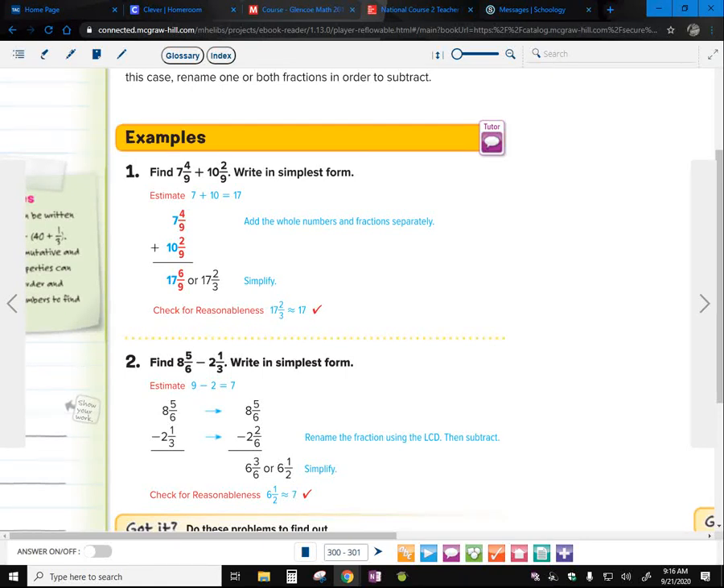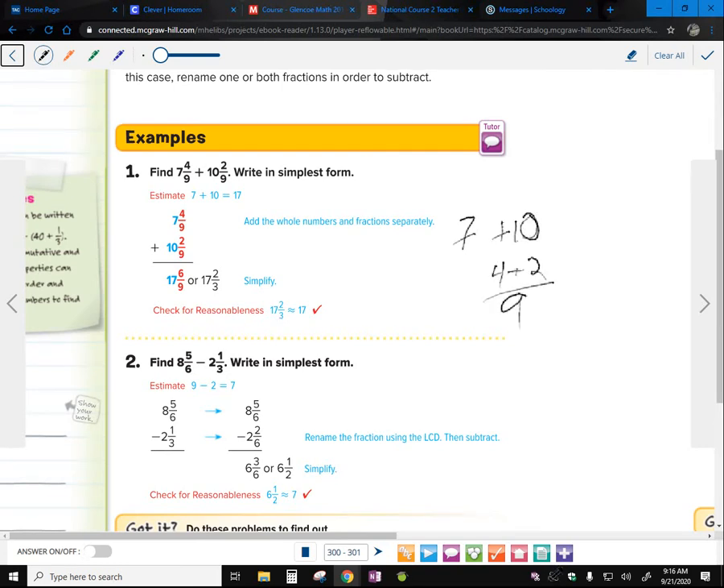We add those two together. You could do it like this if you wanted to, the way they have it there. Or you can also have 7 plus 10, and then we have 4 plus 2 over 9, which is 17 and 6/9, which simplifies to 2/3, 17 2/3.